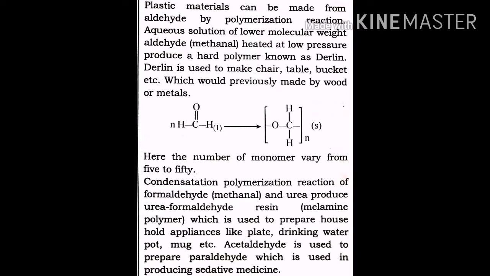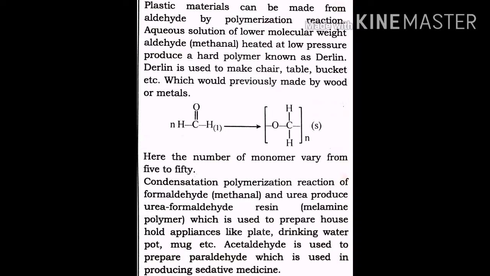Some are made by polymerization reaction. An aqueous solution of lower molecular weight aldehyde, methanal, heated at low pressure produces a hard polymer known as delrin. Delrin is used to make chairs, tables, buckets and so on, which were previously made of wood and metals. Here the reaction of delrin is given: n HCHO produces (OCH2)n. Here the number of monomers varies from 5 to 50.